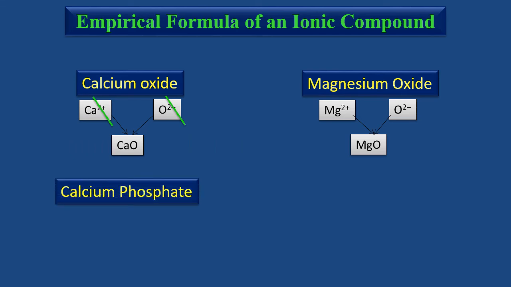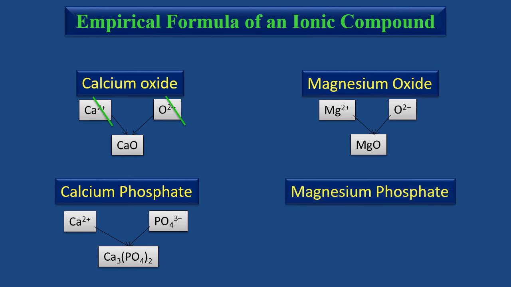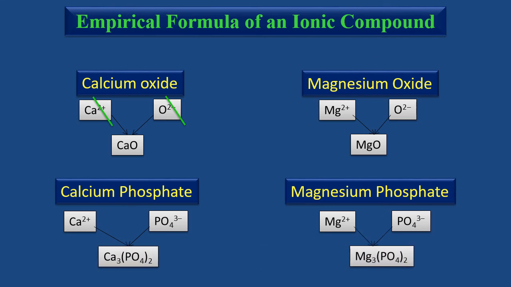The formula of calcium phosphate. Calcium ion is Ca2+, phosphate ion is PO4 3-. Now 2 and 3 are crossed. The valencies are crossed with each other. So the formula of calcium phosphate is Ca3(PO4)2, and magnesium phosphate is Mg3(PO4)2.